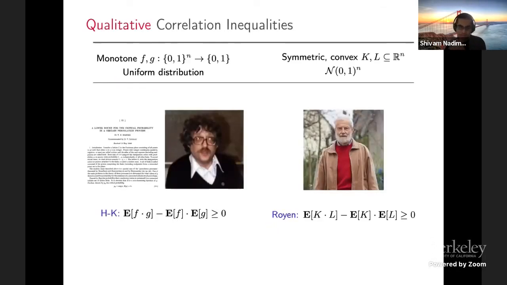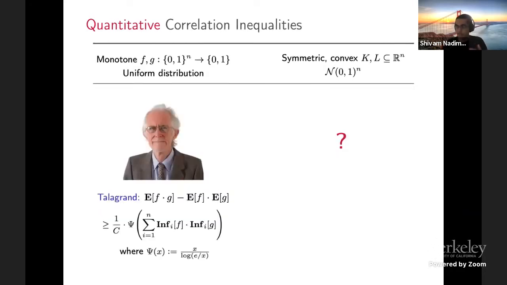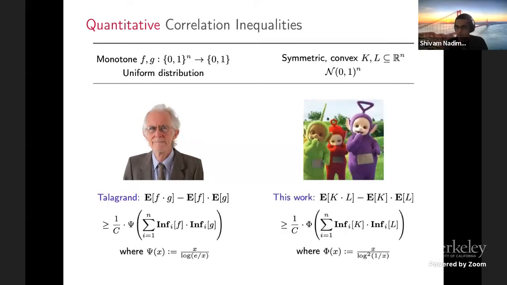To summarize the situation so far, we've got these two nice qualitative statements, the Harris-Kleitman inequality and the Gaussian correlation inequality, or Royen's inequality. And Talagrand comes along and robustifies the expression on the left. And you've got this really interesting quantitative correlation inequality now for monotone Boolean functions. It's natural to hope for a similar statement for symmetric convex sets of a Gaussian space, or if not a similar statement, some quantitative version of Royen's result. And that's precisely what we obtain in this work.